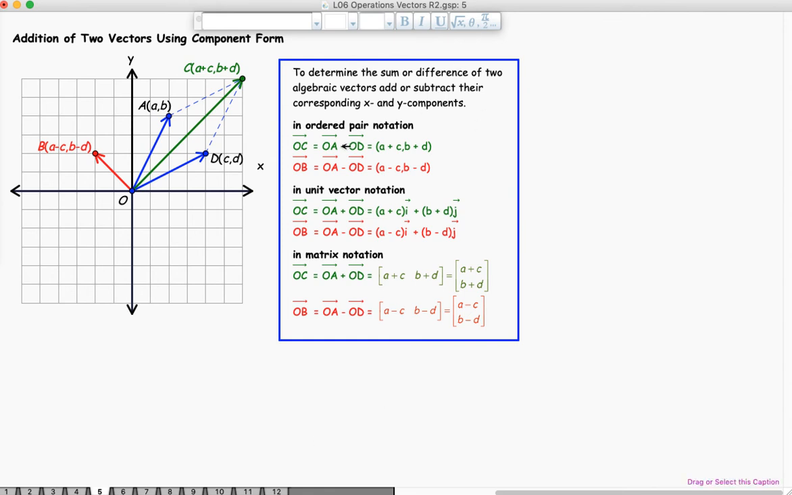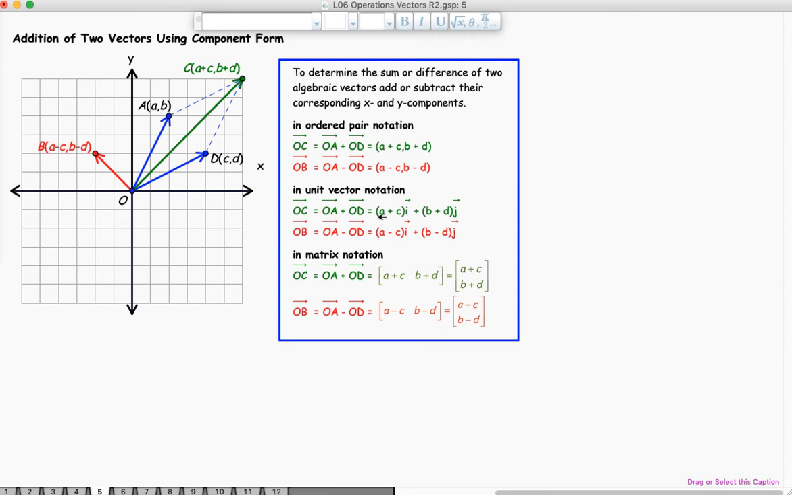If we are adding two vectors, and our vectors are OA is (A, B) and OD is (C, D). If we want to do OA plus OD, that would be vector OC there. Then notice it's (A plus C, B plus D). OB is the difference vector, and the difference vector would be joining them up this way. I haven't drawn it in here, but if we connect these two, that would be the difference vector in that direction. And to find the difference OA minus OD, it would be (A minus C, B minus D).